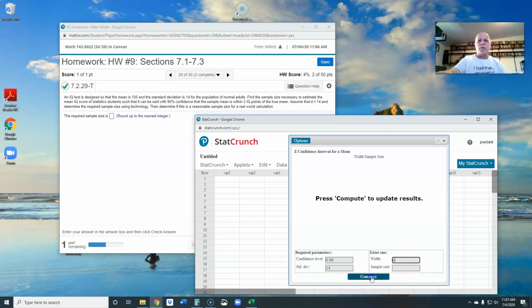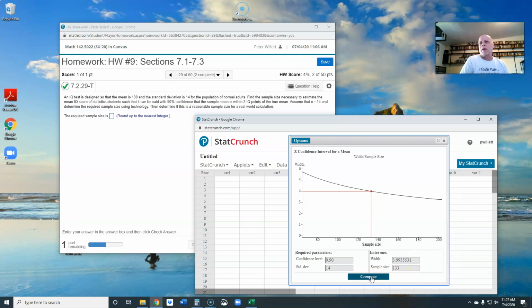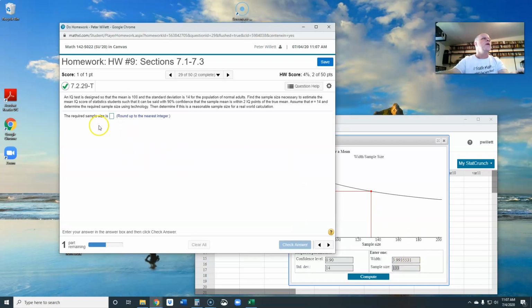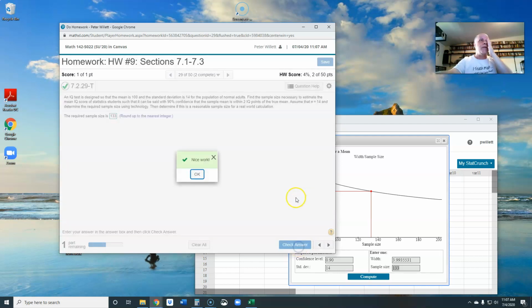And then I hit compute. And it does that for me, calculates it. So it says to do that, to be within 4, even though it went a smidge under, you need a sample size of 133. So I take that sample size of 133, I'm going to copy it. I go back to the original problem. The required sample size is 133. And I can check my answer, and it's happy.